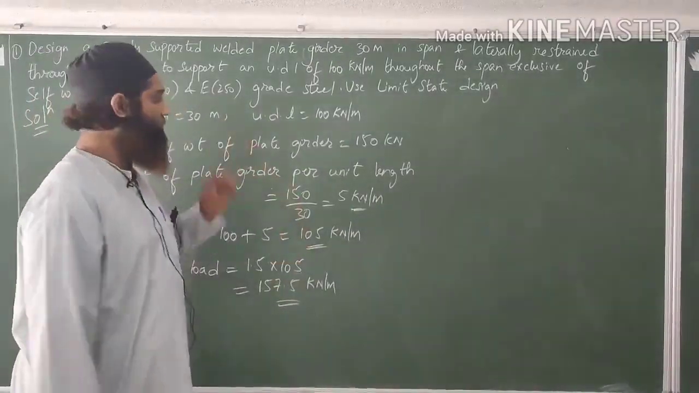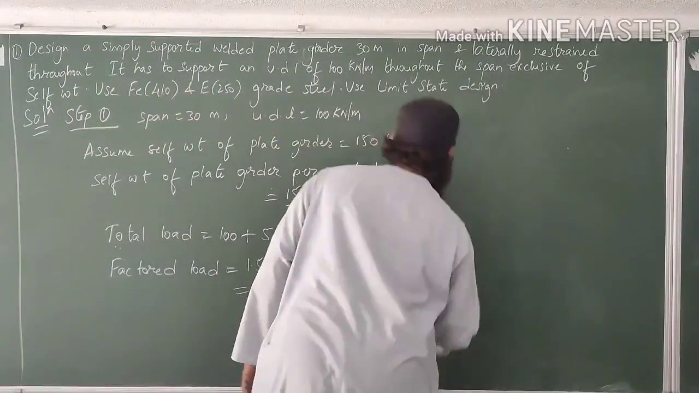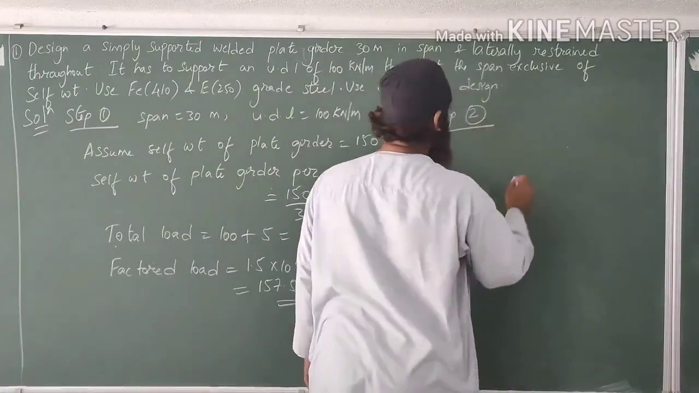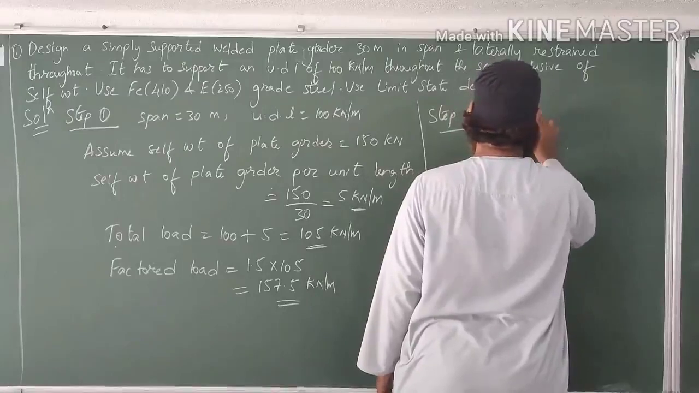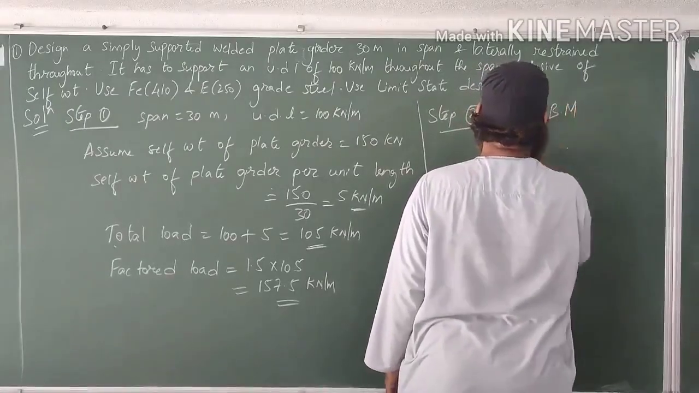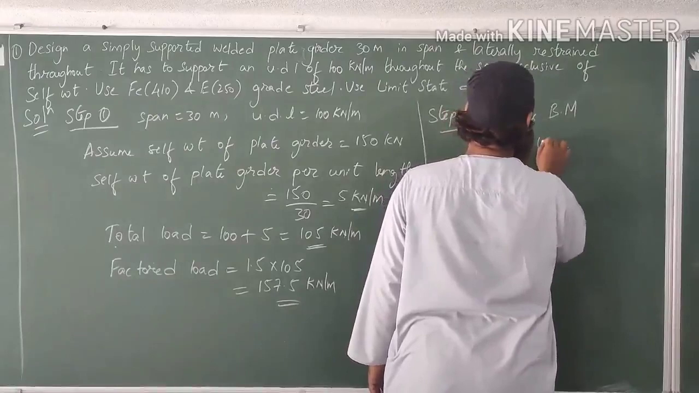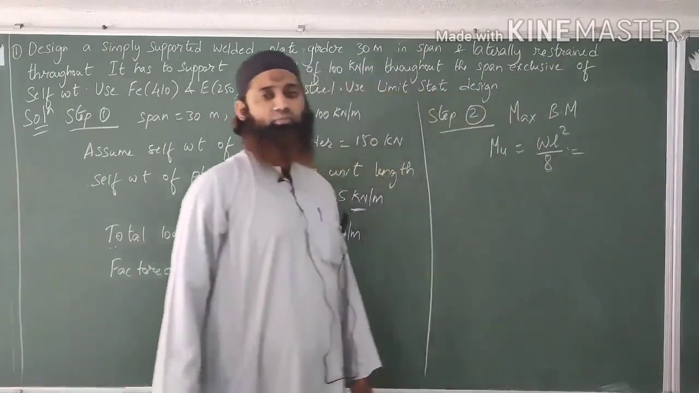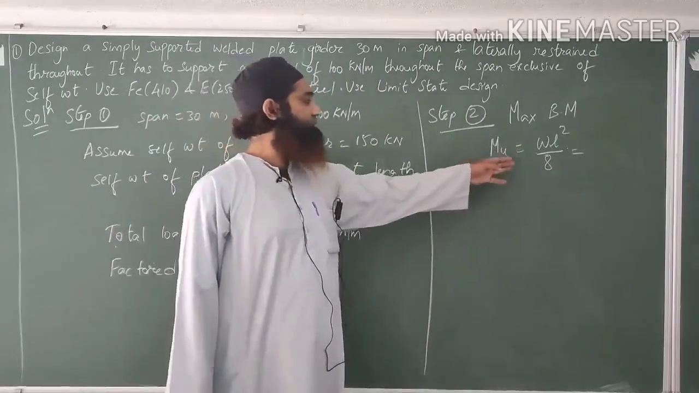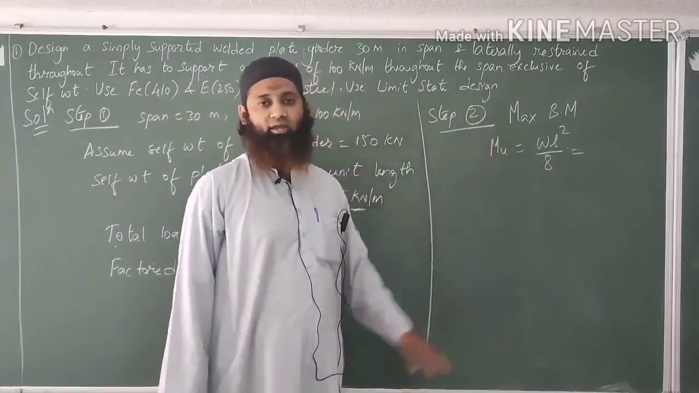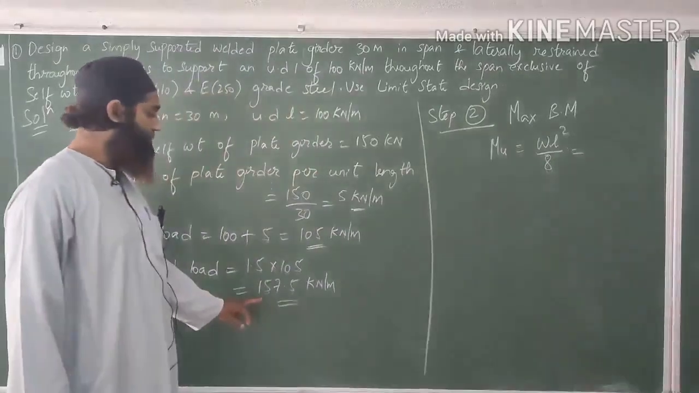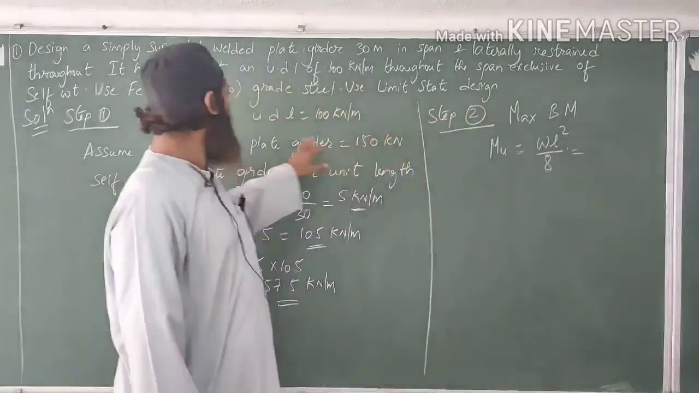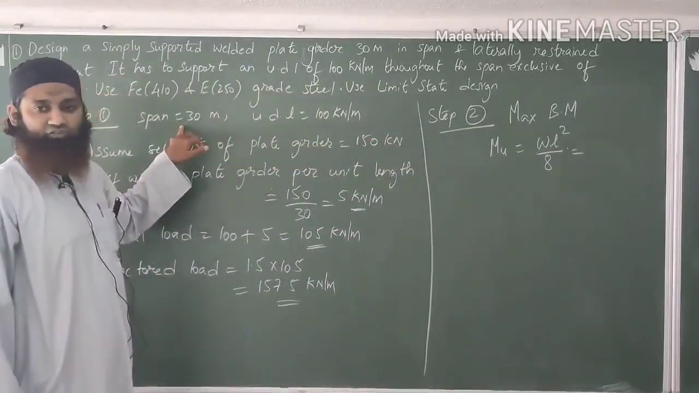Yes, now we will see step 2. If you remember the design steps, we will find the maximum bending moment, MU. So MU is equal to WL square by 8. As you know, this is a UDL, and for a uniformly distributed load you get the maximum bending moment as WL square by 8. W we have got as 157.5, and L is the span length, that is 30 meters.